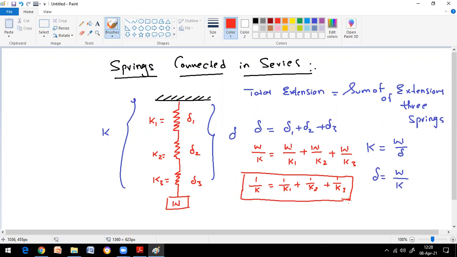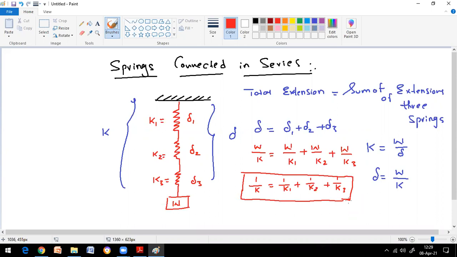You may ask me, sir, when the load is the same in all the springs, why does the deflection vary? So there is a reason. Why? Because if you see, the first spring is very near to the support. When the spring is near to the support, what happens? The deformation of that spring will always be less compared to the spring which is far from the support.